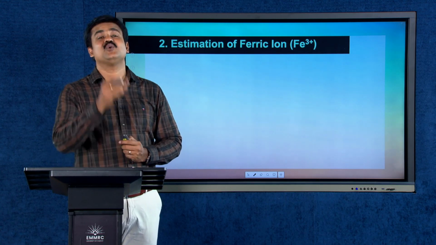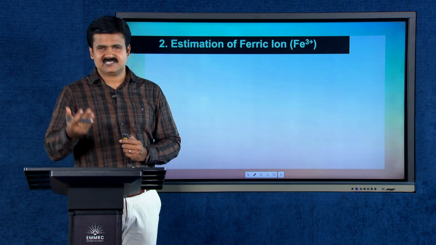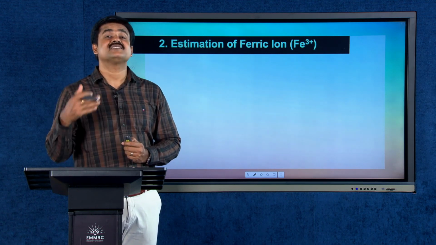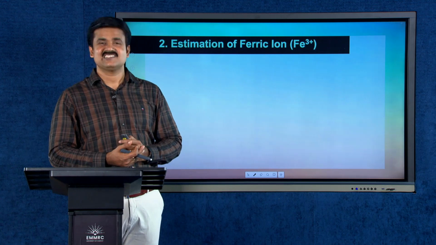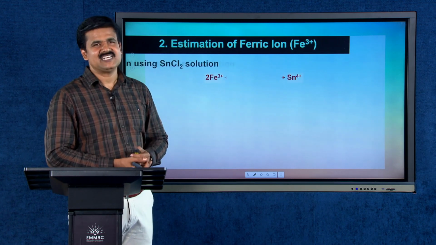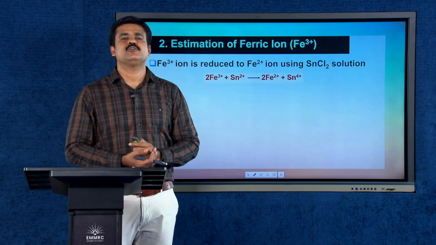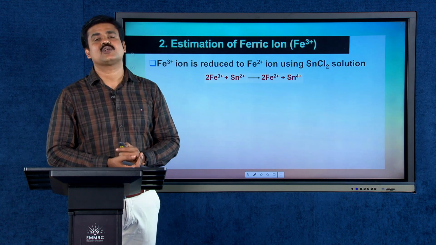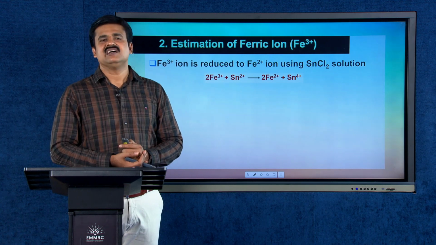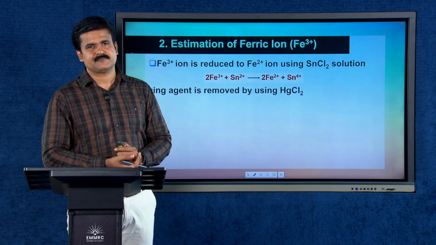For that, you have to convert ferric ion to ferrous ion first. Then you can estimate ferrous ion. The amount of the ferrous ion is also equivalent to the amount of ferric ion present in the sample. That's why it is possible to estimate ferric ion. We can now enter into the details. Fe3+ ion is reduced to Fe2+ ion using stannous chloride solution. This is the first part of the experiment. So, the Fe3+ given in the solution is reduced to Fe2+.